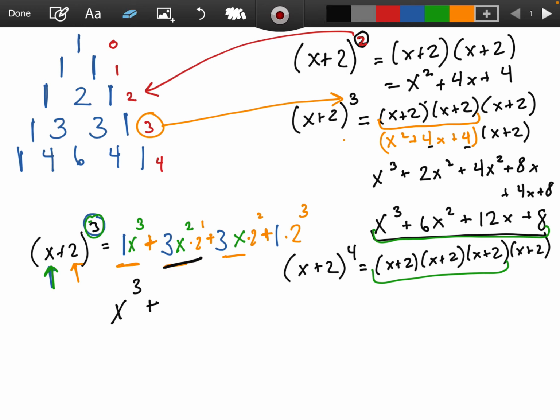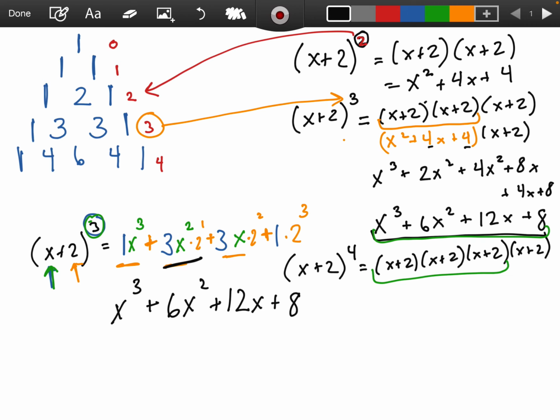So I have 3 times 2 is 6 times x squared. I have to just leave x squared. Plus, this is 2 squared. 2 squared is 4. 4 times 3 is 12, and I still have that x. 2 cubed is 8, times 1 is still 8.